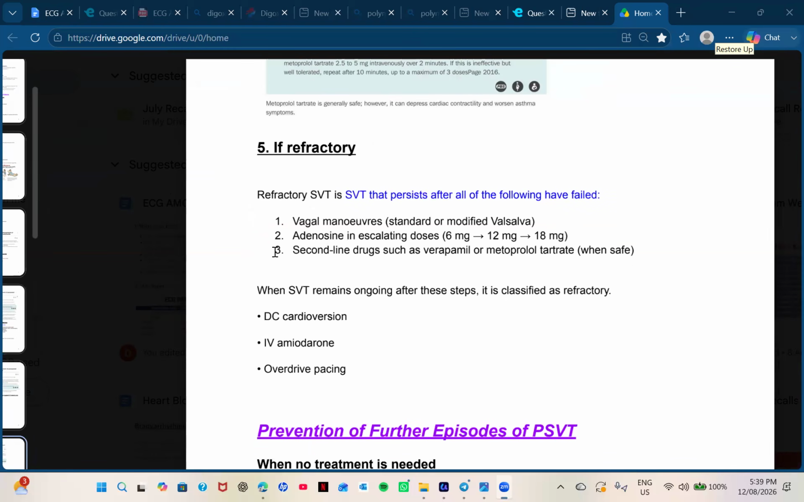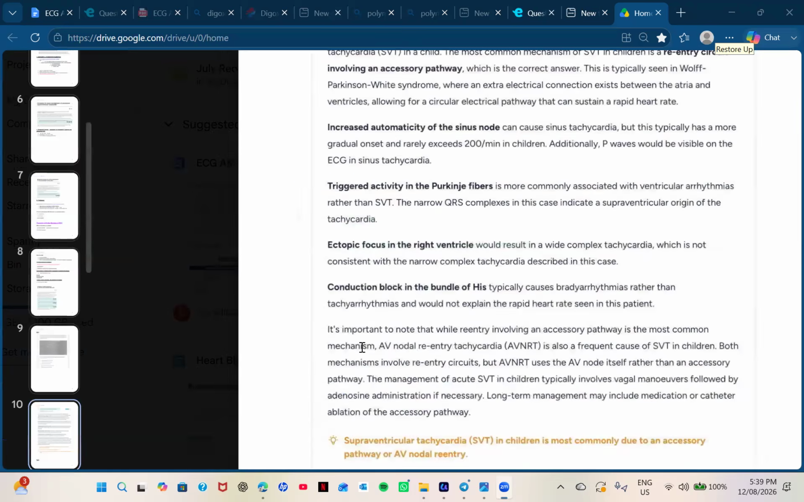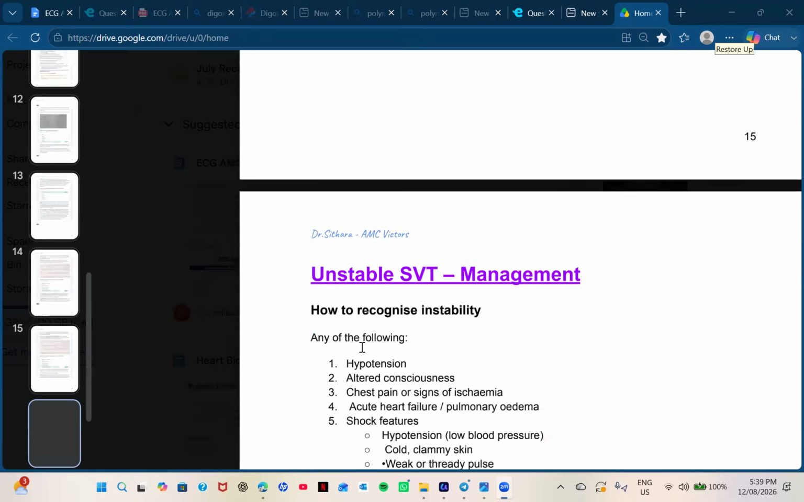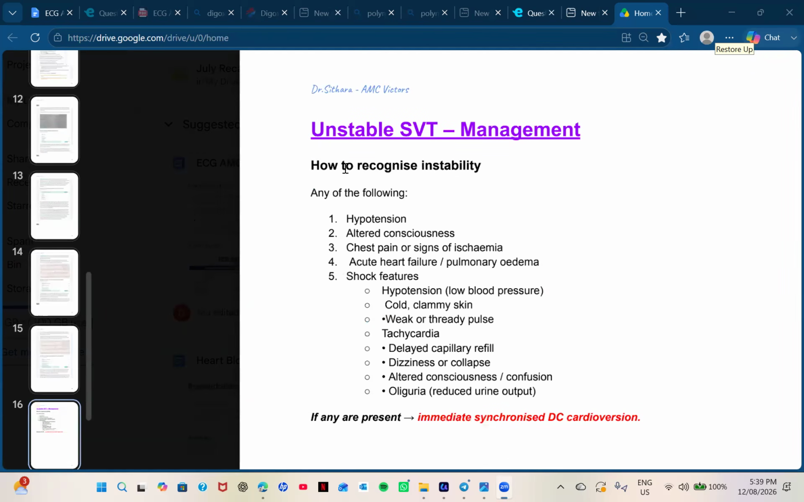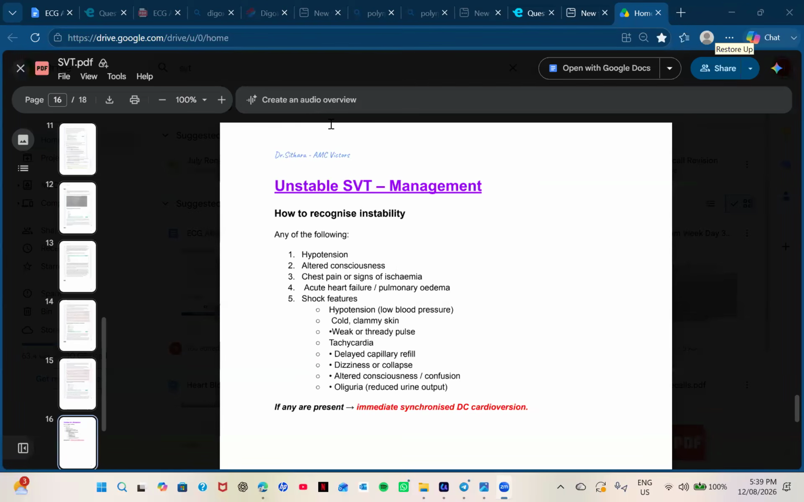If the SVT is ongoing and the first line, second line, and third line options are not useful, we call it refractory. In that case, we have options like DC cardioversion, IV amiodarone, and overdrive pacing. Mostly we go with DC cardioversion. And if the patient is unstable, we go directly with DC cardioversion, right? Unstable SVT management is immediate synchronized DC cardioversion. These are the general things you need to remember.